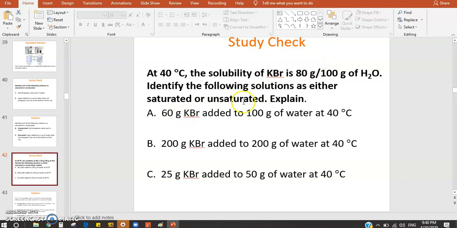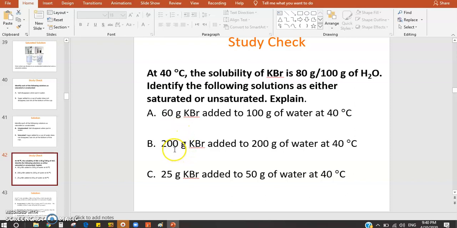Now what will happen, they will keep the temperature in all of the choices, but they will change the amount of either the solute or the solvent each time. So the first one, they basically changed the amount of the solute from 80 to 60. So if the maximum that this solution can take is 80, then 60 will mean that we have an unsaturated solution.